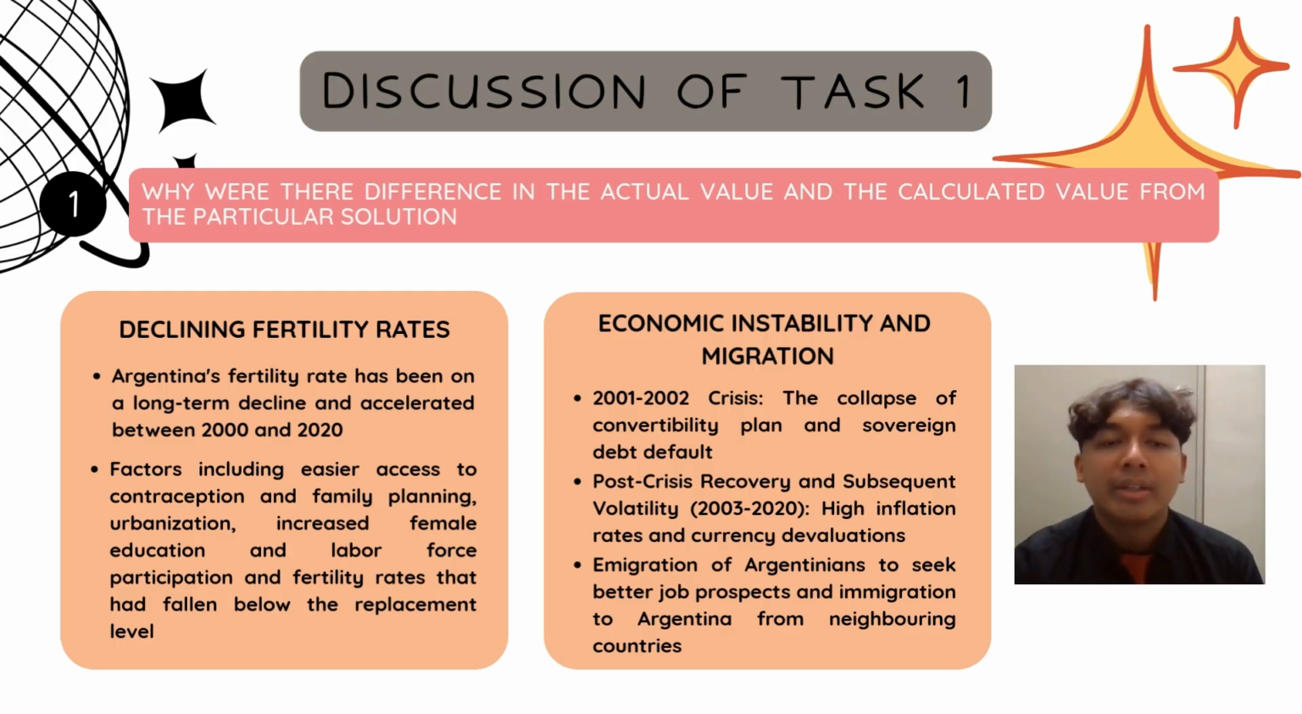Second, the economic instability and inflation. The 2001 until 2002 crisis was a collapse of the convertibility plan, sovereign debt default, and the subsequent freezing of bank accounts, which triggered massive social unrest. Next, post-crisis recovery and subsequent volatility during 2000 to 2020, where high inflation, currency devaluations, and recurring periods of recession continued to plague the country. Lastly, those with higher educational skills often move out from the country to seek better job prospects and salary to sustain themselves.